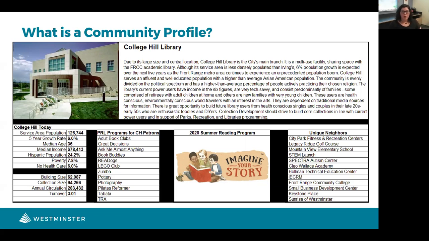I start with a broad overview profile of the City of Westminster, and then I've created an individual one for our College Hill Library branch and the 3-mile service area around that library, and then our Irving Street branch as well, so 3 miles around there. So you have a very targeted view of the communities visiting your specific libraries.